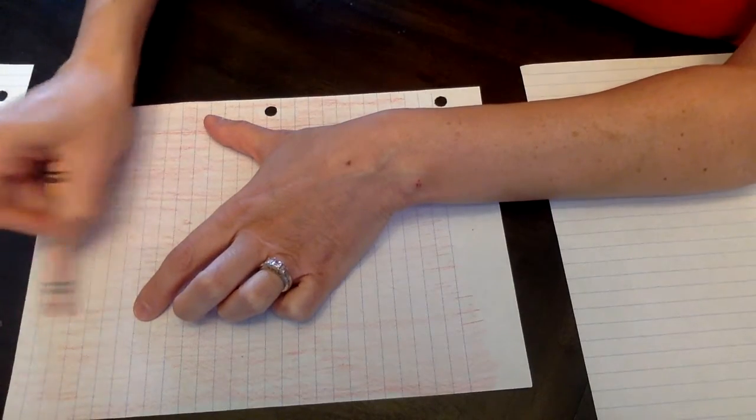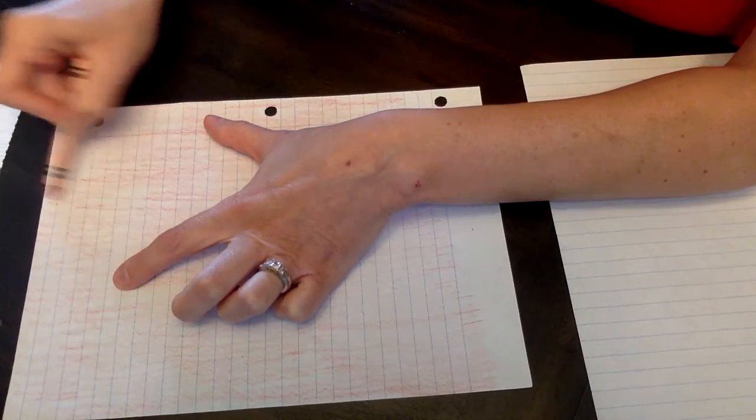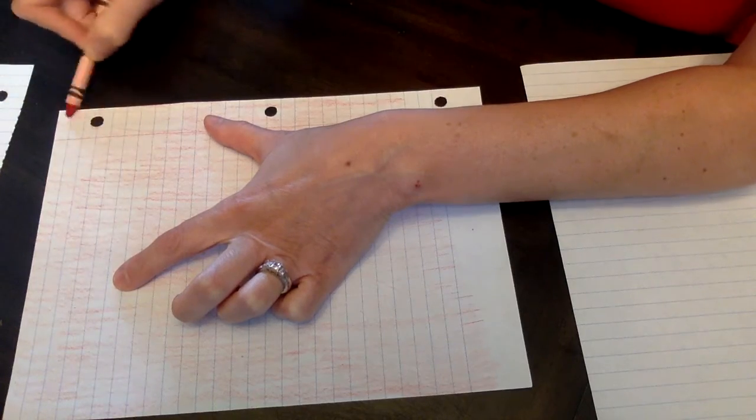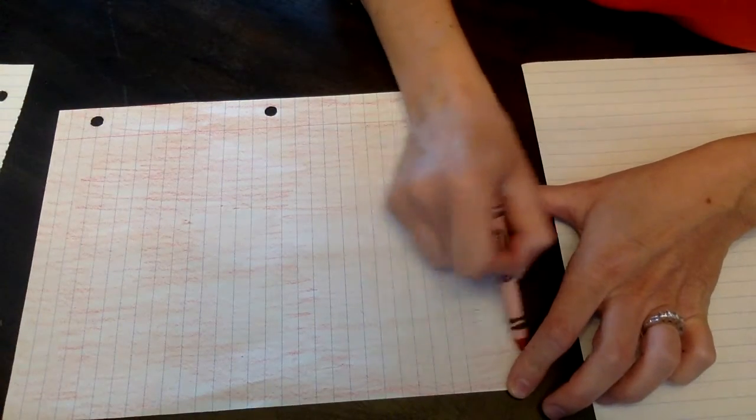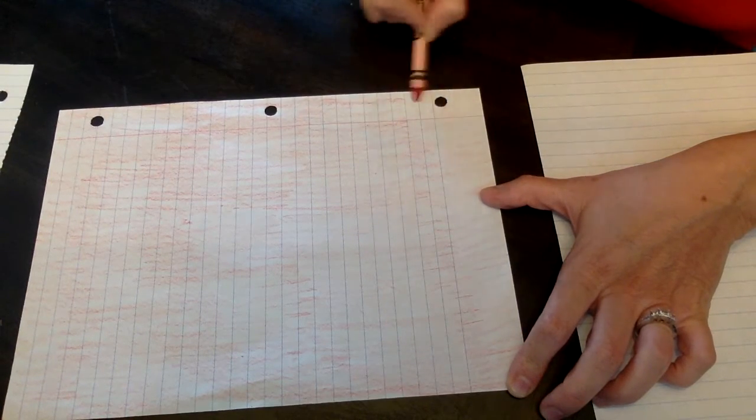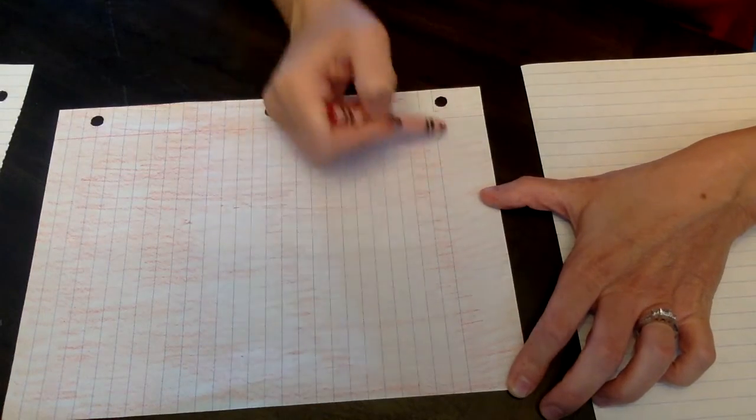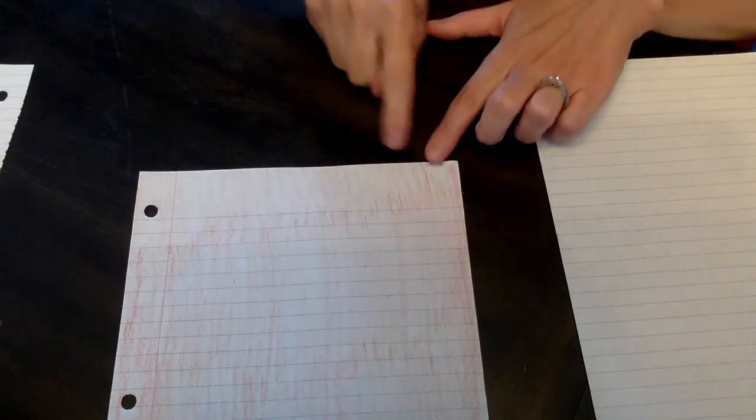After I get done with that, I'm going to get a pair of scissors. And what I'm going to do, if you notice on your notebook page, you have a big space that would normally be towards the top. You're going to cut that big space off by cutting on the lines.